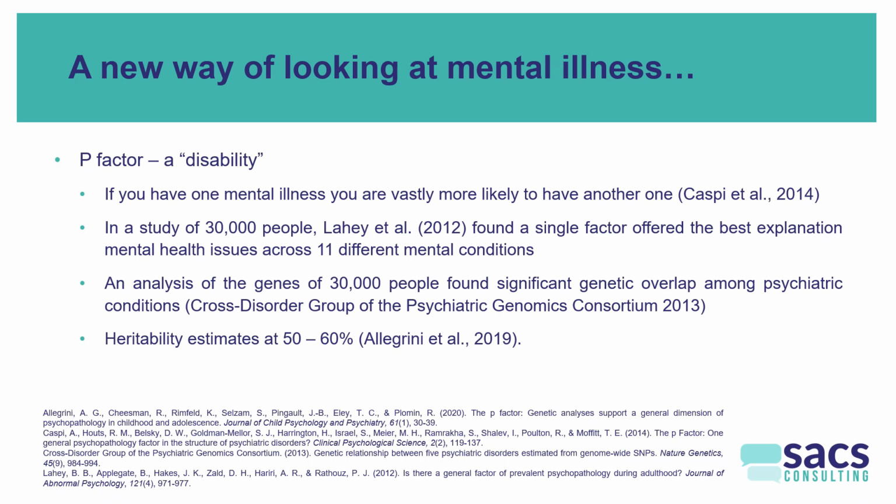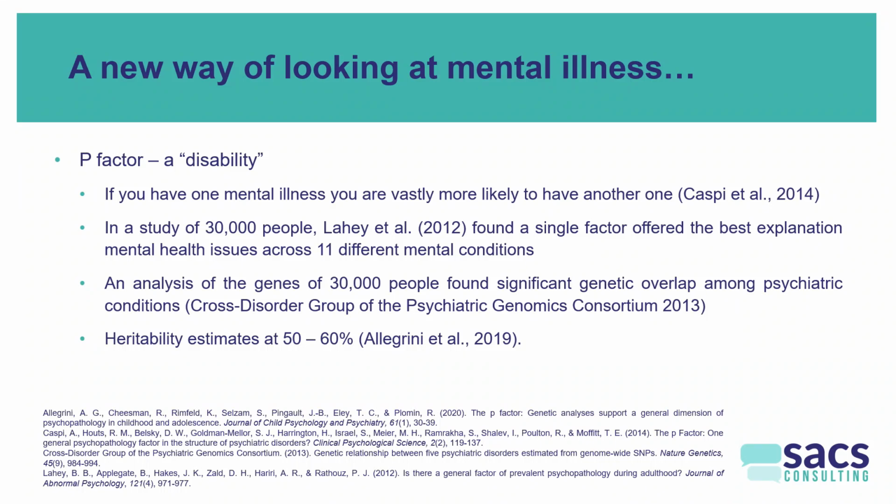And in fact, the overlap is so significant that it caused people to think, well, is mental health and mental illness in some very significant way interwoven? And the answer appears to be yes. In a study of 30,000 people, Leahy et al. found one single factor offered the best explanation for mental health issues across 11 mental health conditions.